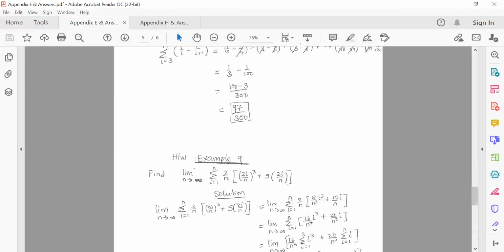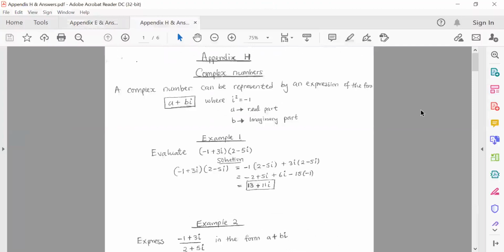So we have just under 10 minutes before we have to switch to the second Zoom session. So I'll just introduce Appendix H before our time runs out. So I'm introducing Appendix H now. Appendix H is complex numbers.